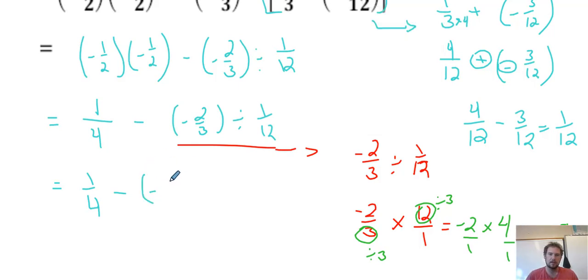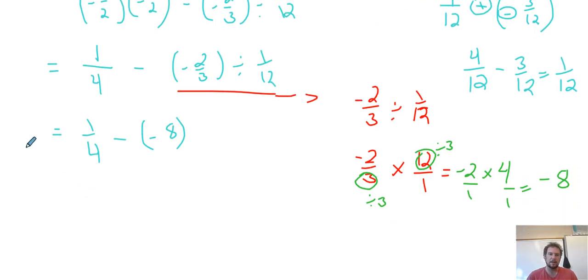Okay, so lastly, we have a subtraction. Now that we've gone through our order of operations, there's only one more operation left to do, and that is this subtraction here in the middle. And again, in order to subtract, we need to find a common denominator. So 1 over 4, a minus and a minus becomes a plus, and 8 over 1.